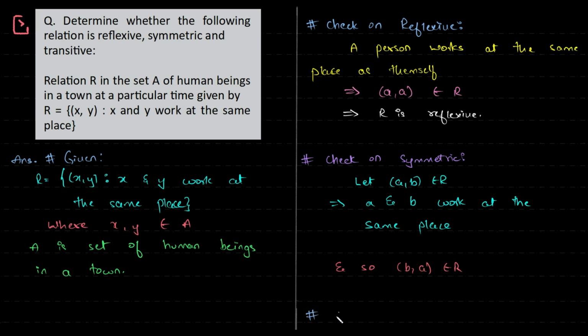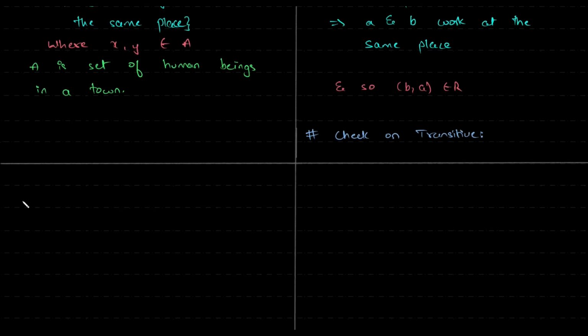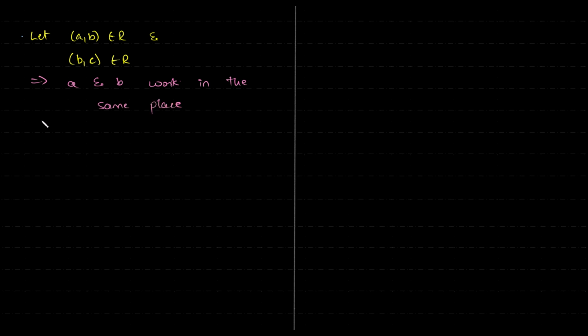So let's check transitive. In this, we have to assume something. That is, we have to take two pairs to be true, right? So I hope you know the order (A, B), (B, C), so B has to be common. Let's figure that out. Let (A, B) belong to R, and we'll take (B, C), which also belongs to R. So from this I can infer that A and B work in the same place, and B and C also work in the same place.